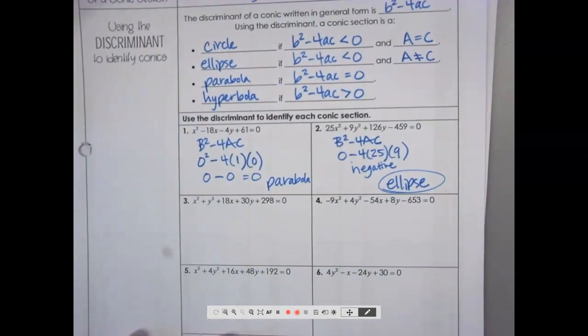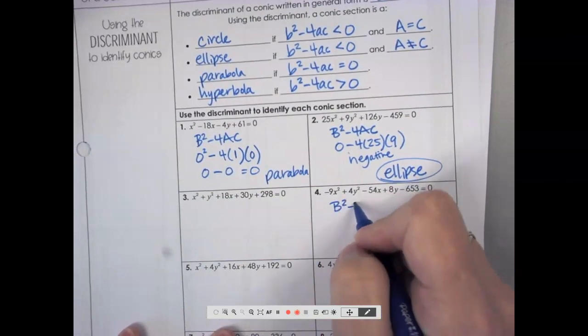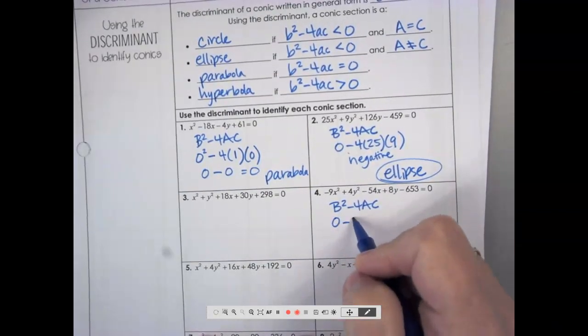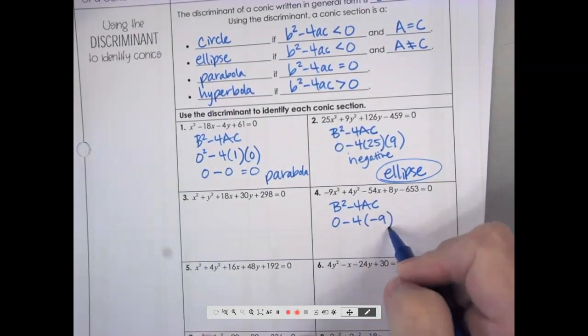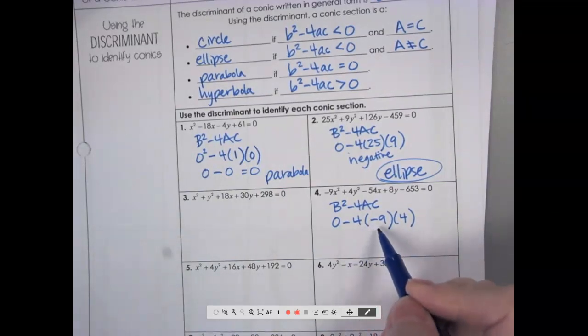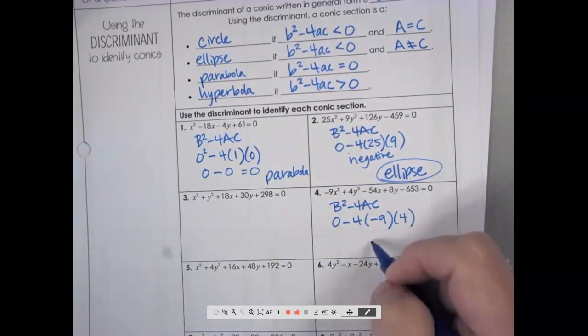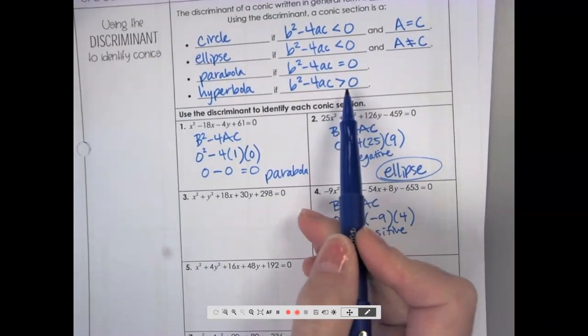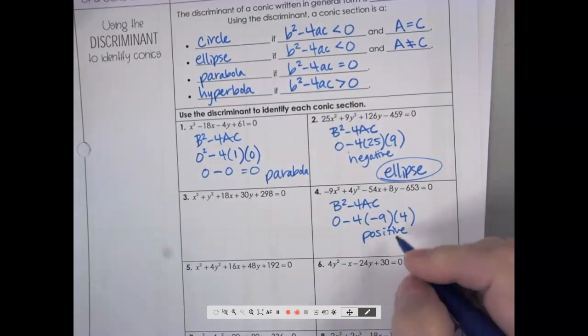Let's do number 4. B squared minus 4AC. Plug them in. Now run it through your calculator if you need to, but can you look at that and tell me if you're going to get a positive or negative? It's going to be a positive because you have a negative times a negative, which is positive, times a positive. I'm getting a positive value there. So if it's positive, it's greater than 0, that tells me it's a hyperbola.